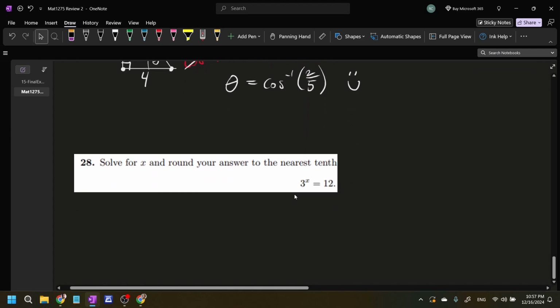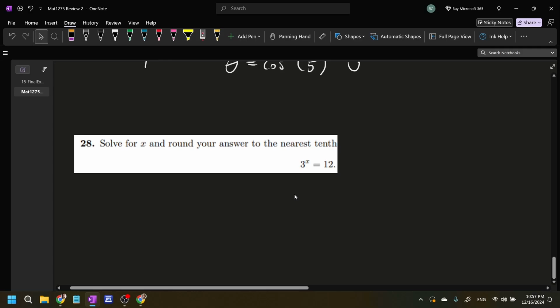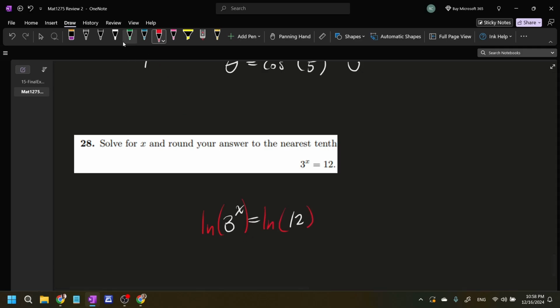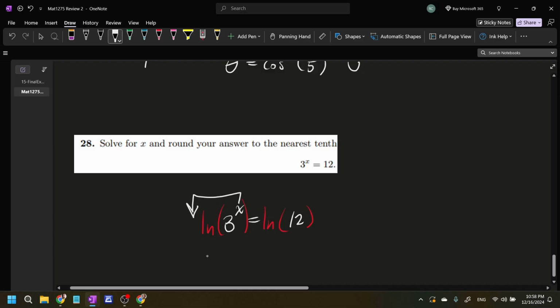Number 28. Solve for x and round your answer to the nearest tenth. Okay, 3 to the x equals 12. There's a couple ways we can solve this. The fastest way would just be to take the natural log of both sides, because logarithmic functions in general are the key to remove exponents up and out.